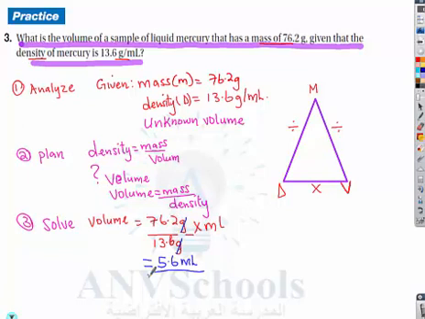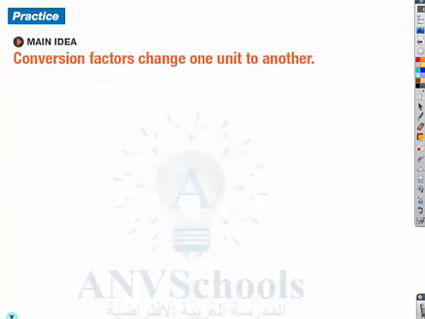Now let's go to something else here. Conversion of factors. Now we are going to look at conversion of factors. So a conversion factor changes one unit to another. So we want to see what we mean here.